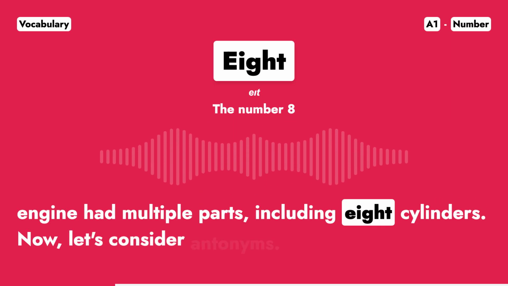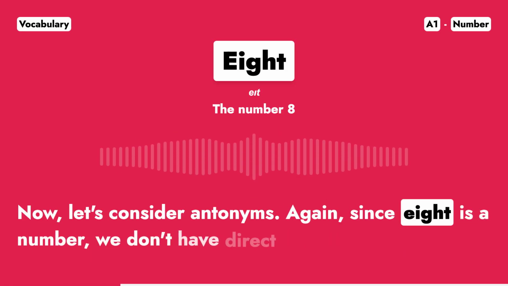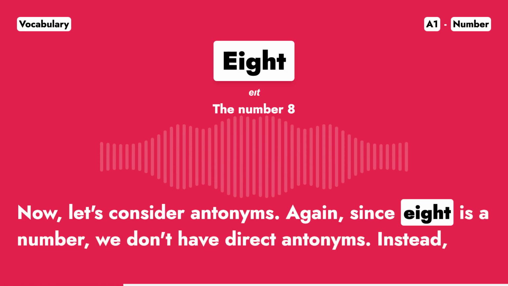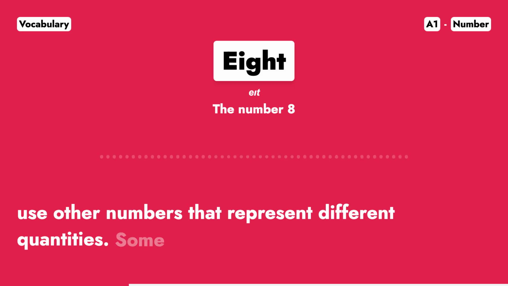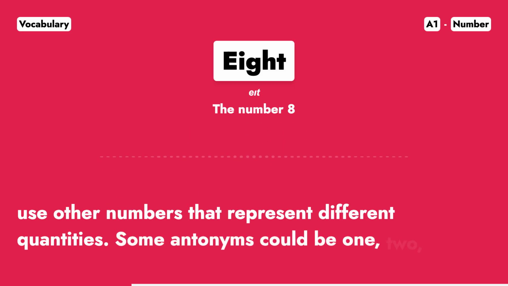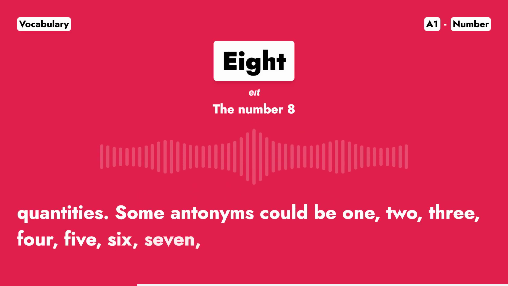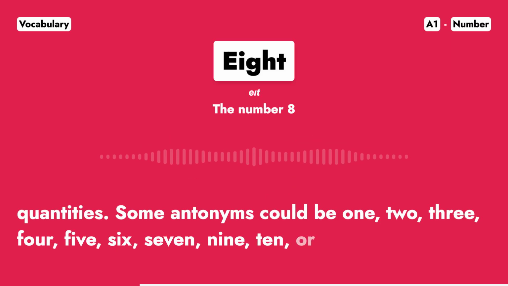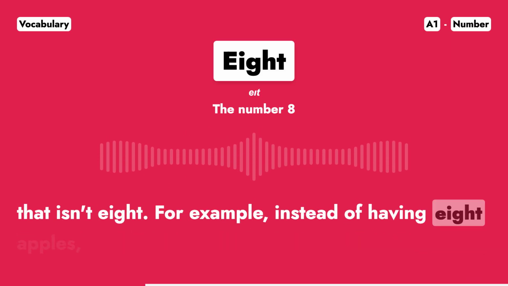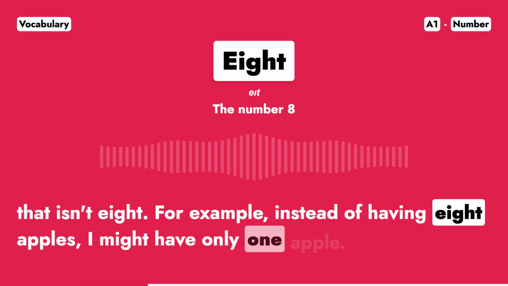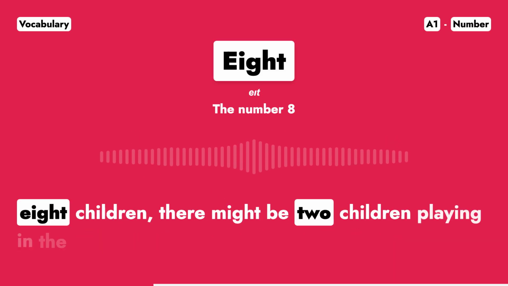Now, let's consider antonyms. Again, since 8 is a number, we don't have direct antonyms. Instead, we use other numbers that represent different quantities. Some antonyms could be 1, 2, 3, 4, 5, 6, 7, 9, 10, or any other number that isn't 8. For example, instead of having 8 apples, I might have only 1 apple. Instead of 8 children, there might be 2 children playing in the park.